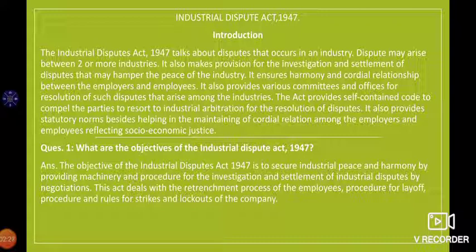After this we are going to see some of the issues which will help us understand what exactly the Industrial Dispute Act is. So here we are going to discuss the objective of the Industrial Dispute Act. The objective of the Industrial Dispute Act 1947 is to secure industrial peace and harmony by providing machinery and procedure for the investigation and settlement of industrial disputes, right? The disputes are taken care of by negotiation. This act deals with the retrenchment process of employees.